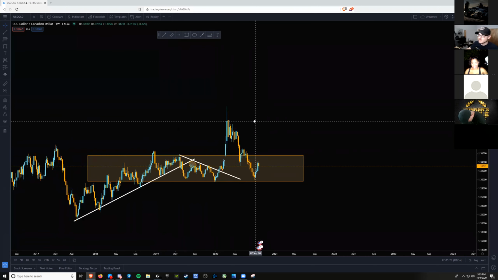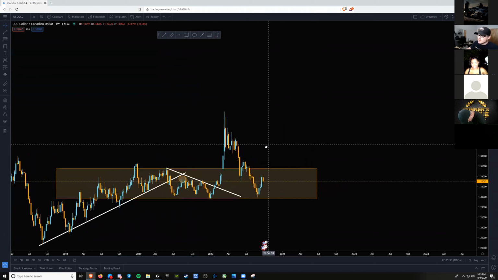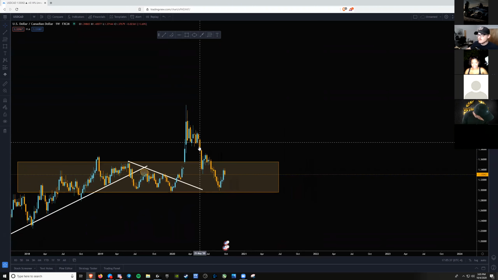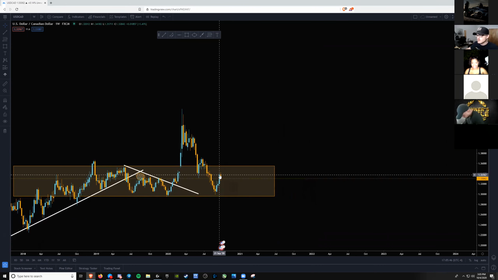And we saw this happen on a lot of pairs, but it looks like UCAD got hit a little bit harder on it. But we're currently pulling back. I think we'll probably see this come up a little bit higher. I would say probably see this hit the 1.35 range, and then I'd be shorting it probably from there.